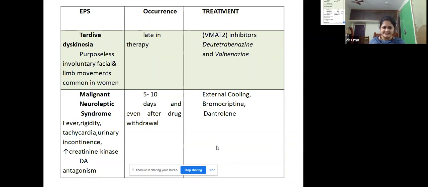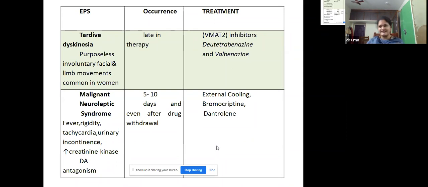And neuroleptic malignant syndrome usually occurs within 10 days, and even after withdrawal. There are symptoms of fever, rigidity, and tachycardia that occur with an increase in creatine kinase levels. The mechanism behind this is mainly dopamine antagonism. So treatment is external cooling of the body, bromocriptine, and dantrolene.